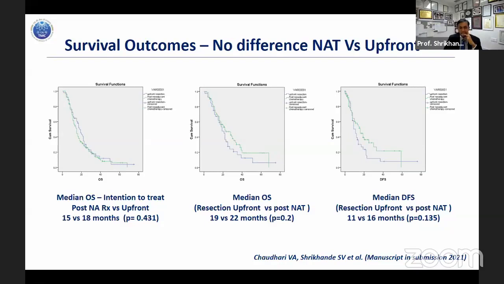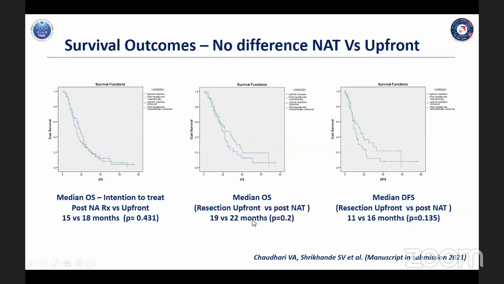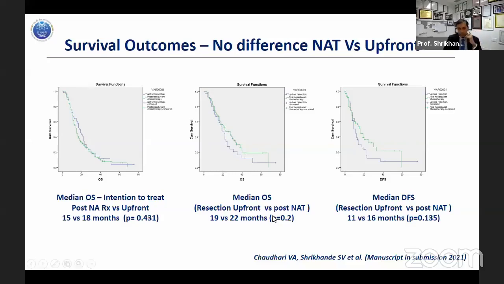And you can see that if you do an upfront resection, the survival is about 19 months, but it's about 22 months if we do post neoadjuvant. And we see this kind of data coming up, but we still don't know. We will be interpreting this more carefully. There is some difference again in median disease-free survival, upfront resection versus post neoadjuvant, though nothing is looking significantly different as of now.